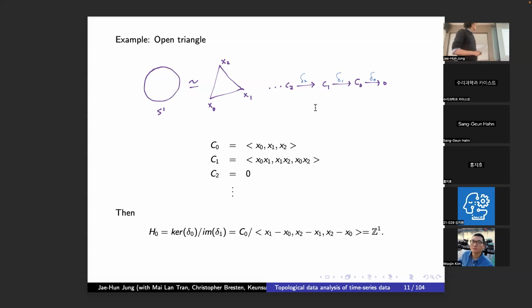And then you take the image of C1: basically x1 minus x0 from the first element, x2 minus x1 from the second element, and so on. As you see, if you add these, x1 minus x0 and x2 minus x1, then this becomes minus the last element. That means they are linearly dependent. So it looks like R^2, as you have two linearly independent components. So this is R^3 and this is R^2, so the quotient becomes R^1. This is H0, the zero-dimensional homology.